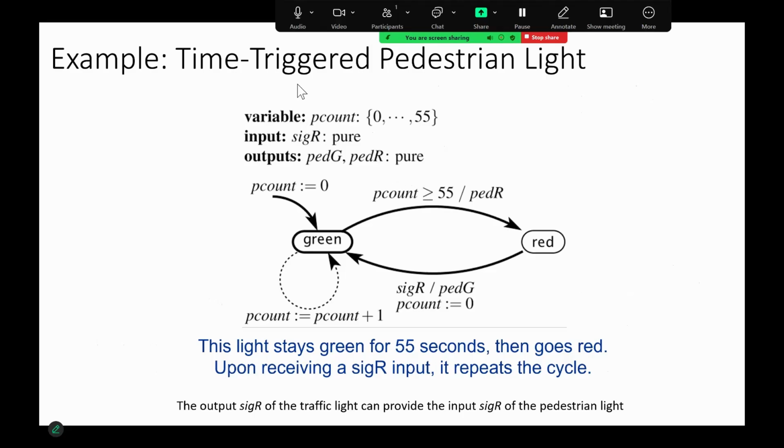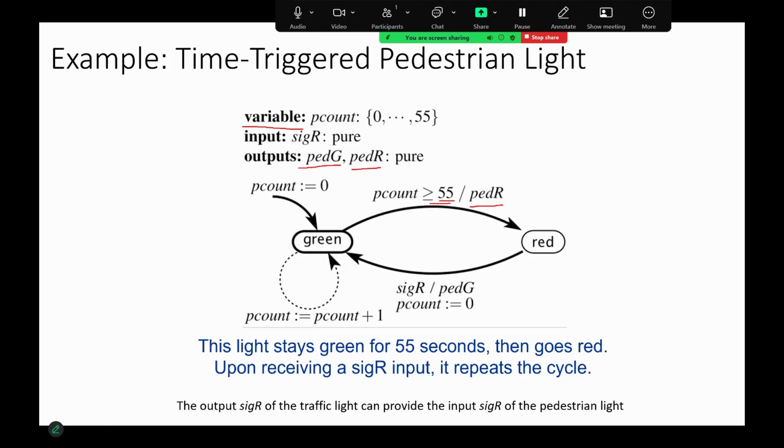And then the example, time triggered pedestrian light. Here it's a pedestrian light. So we have the pedestrian green and the pedestrian red as pure signals. And we have the B count. It's not a hybrid automaton. It is a finite state machine, or an extended state machine because it has a variable. And it keeps counting until it reaches 55. And then outputs pedestrian red and goes to red.